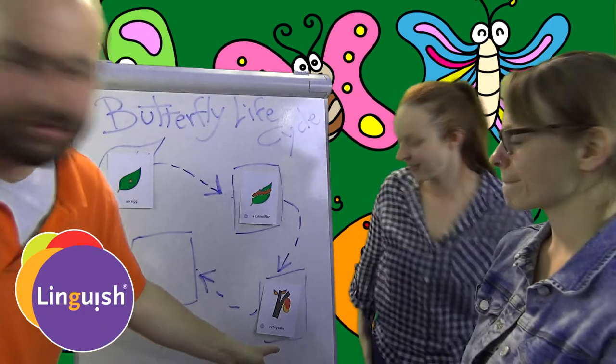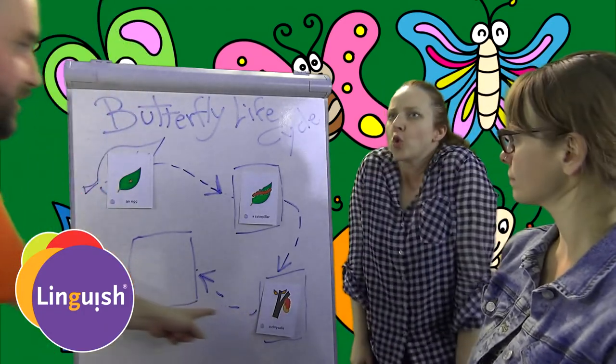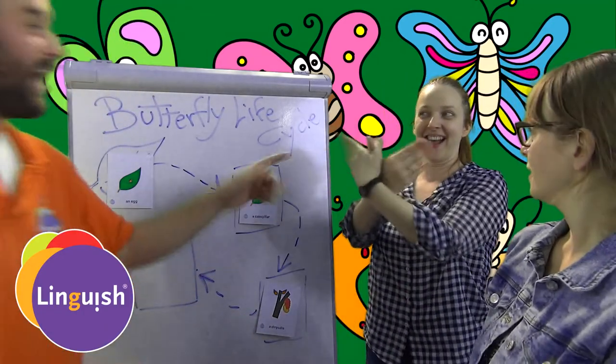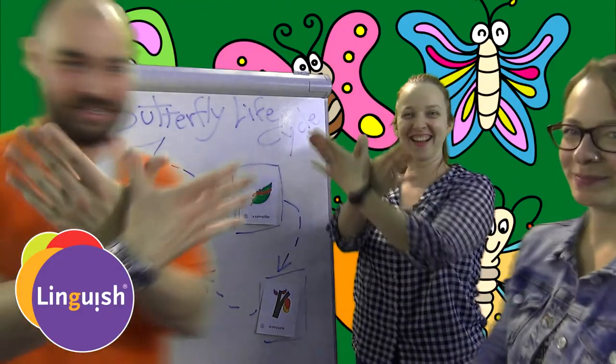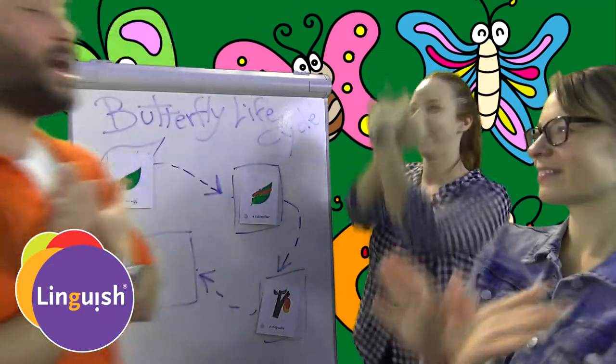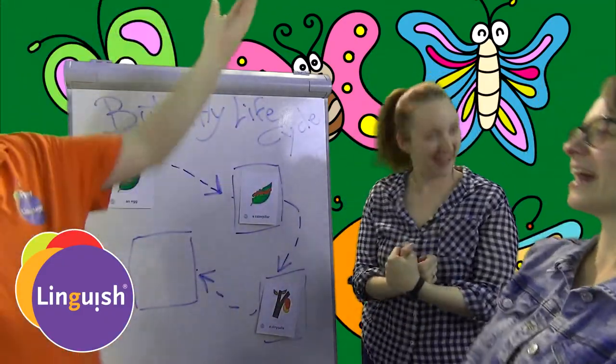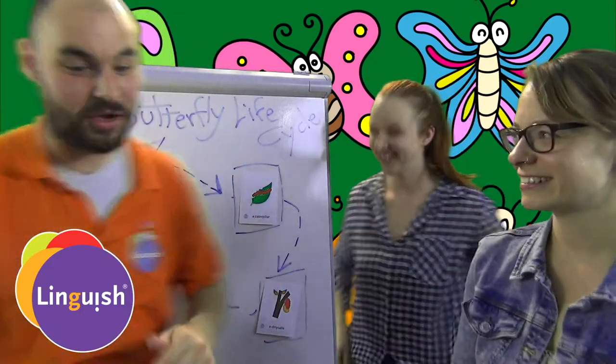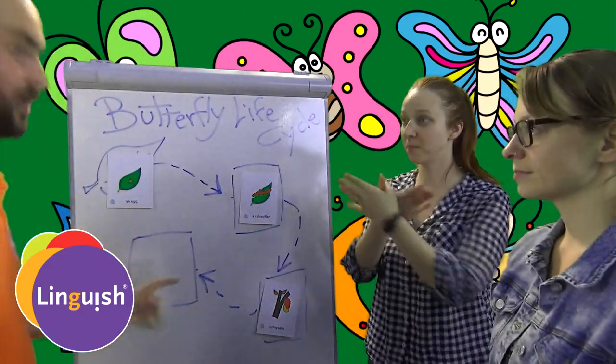And what happened to the chrysalis? The chrysalis becomes a... you have it? A butterfly. A beautiful butterfly. So... The chrysalis becomes a butterfly.